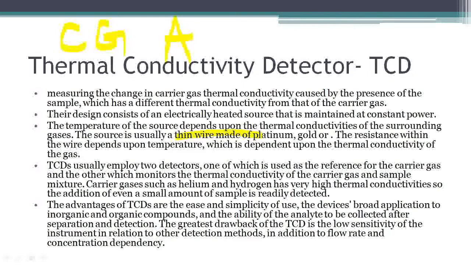Right, so this detects the thermal conductivity. There is a wire, and there are two detectors, one which is used as reference. One for reference or carrier gas, and the other monitors the thermal conductivity of the mixture. So even a small amount of sample, when it is additionally added to the carrier gas, it can easily detect. Now TCDs are easy, simple to use, have broad application. We discussed this as a universal detector, right?